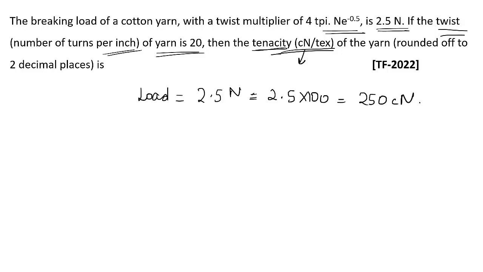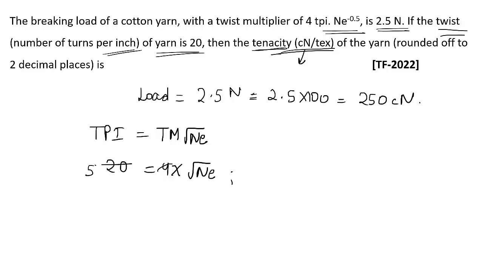And just calculate the yarn count. How will we calculate the yarn count, because NE is not given and TM and TPI are given? You know the formula: TPI is equal to TM into under root NE. TPI is given as 20 and TM is 4 into under root NE, so under root NE will come out to be 5.